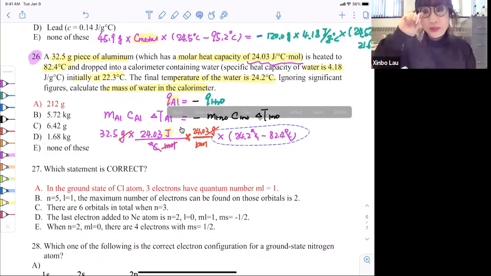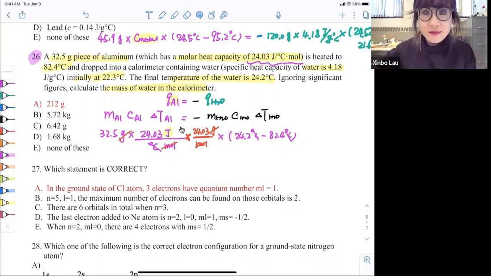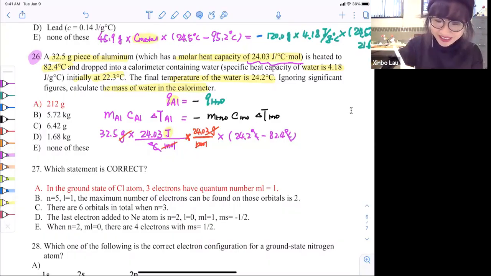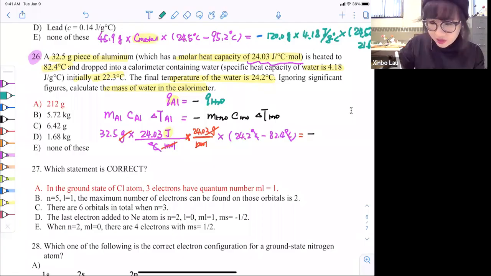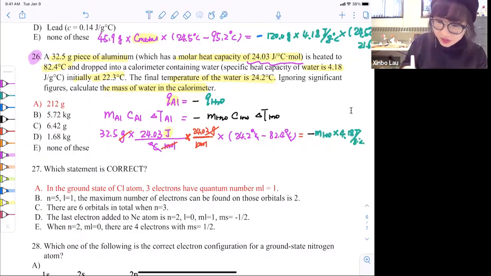Again, I'm trying to remind you, even though I didn't give you this type of problem before, you will still be able to figure it out based on the units and the knowledge you have already learned. So this equals the negative of the heat for water. The mass of water, we're trying to look for it, we don't know. Specific heat capacity is 4.18 joules per gram degree C. Then we use the temperature change, and then we're going to solve it.